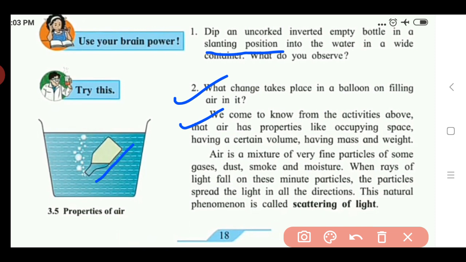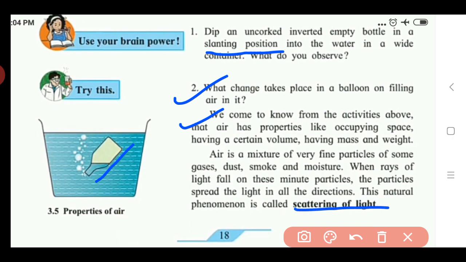So also we see that air is a mixture of very fine particles, that is, air contains a number of various small particles in it, such as gases, dust, smoke, moisture. Okay, means all of these particles make air. So when rays of light fall on these minute particles, the particles spread the light in all directions. This natural phenomenon is called scattering of light.